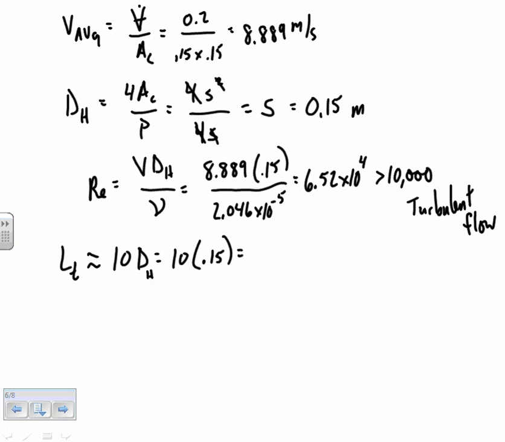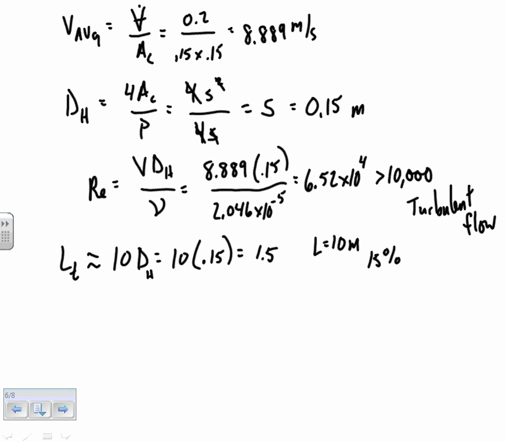Okay, and that is just 1.5. Well, the entire length of this is 10 meters, so the L is equal to 10 meters. So we're only going, oh, that's only about 15% of the entire length. And I'm going to say we can live with not including that and assuming fully developed the entire time. All right? So now we have a fully developed turbulent flow in a tube.